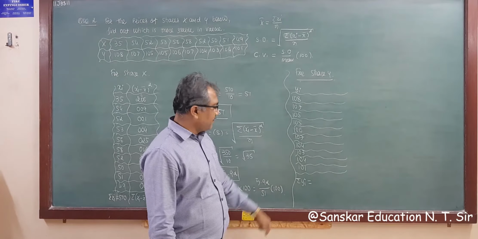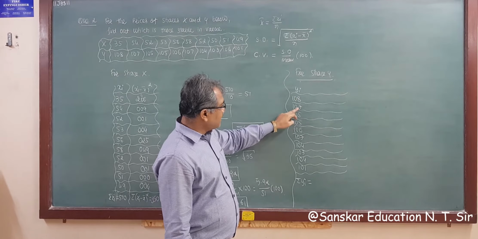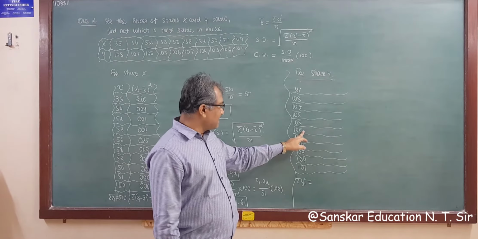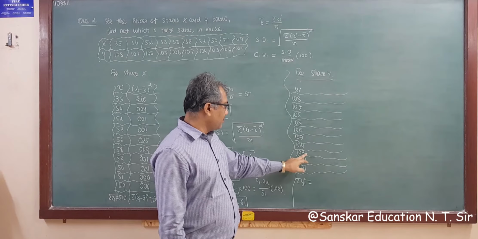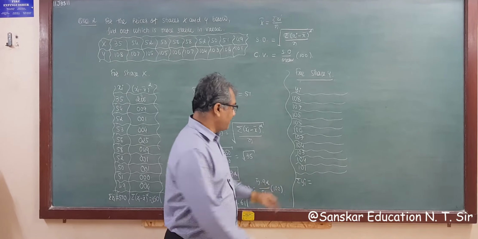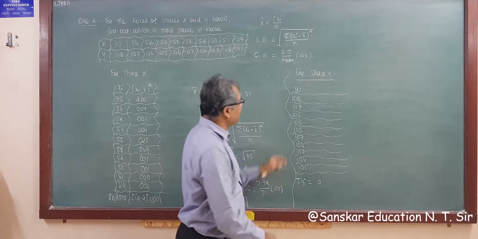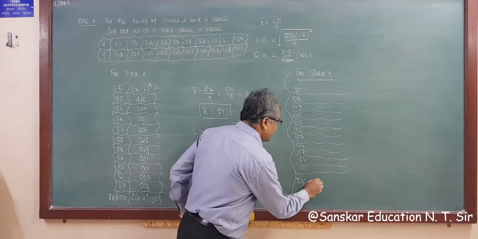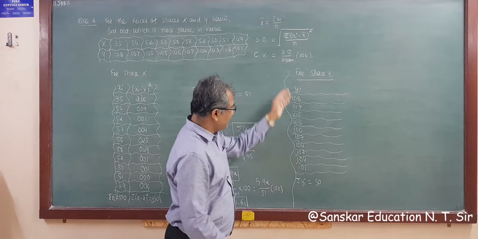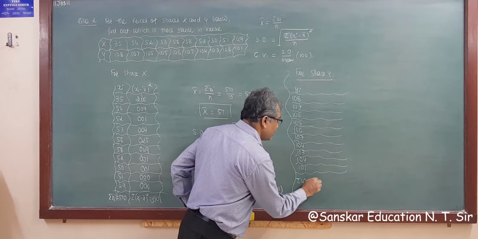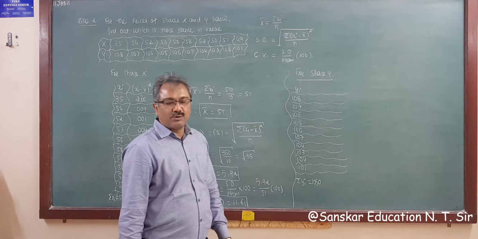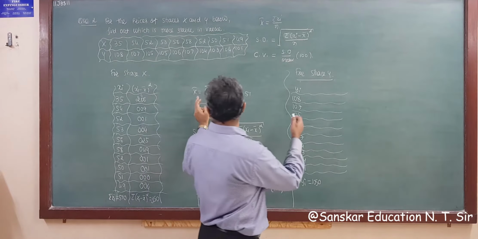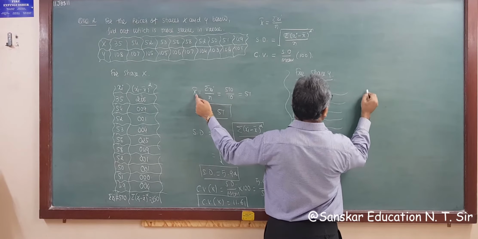So the sum of this yi is 8, 7, 15, 20, 25, 25 plus 6, 31, 38, 42, 45, 49, 50. So the answer is 0, 5 is carried. So 5, 5, 5. So the answer is 5, and all entries have 1, so it is 10 times, no need to count. So this is 1050. Right? So first of all, similarly to x, we have to find out y bar.